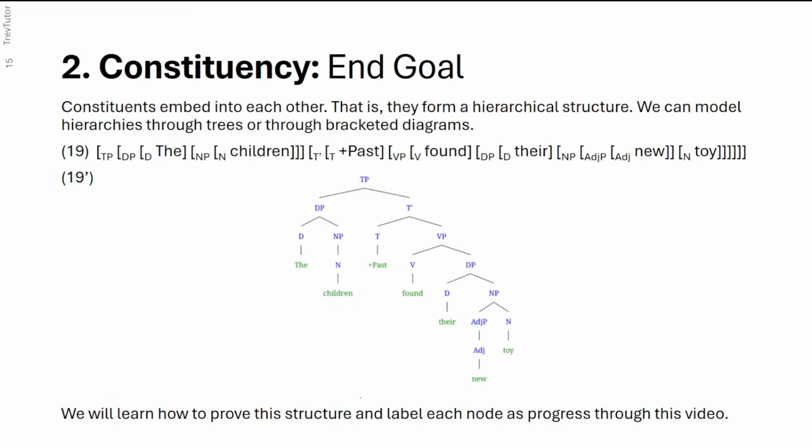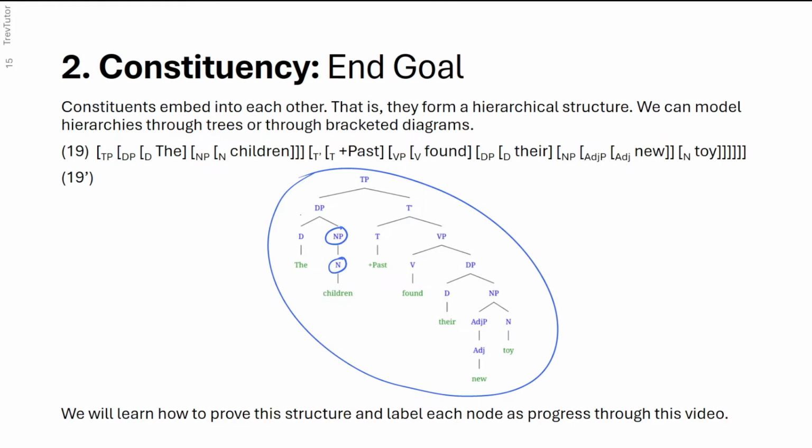So this is our end goal. For the children found their new toy. We want to be able to draw a structure like this, where every category creates its own phrase, and those phrases combine with other categories or phrases to get into the full sentence. And the concept of constituency is basically about which words form together to form a unit. And there's going to be several tests to do this.